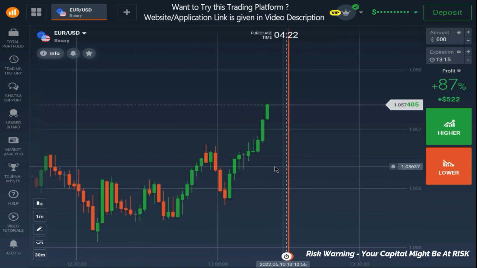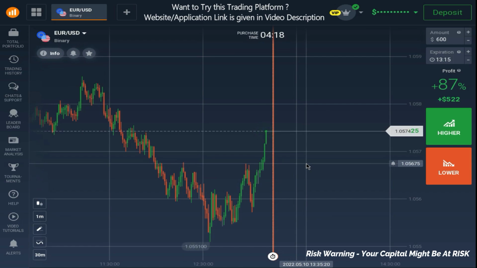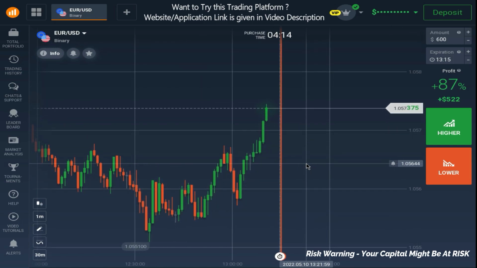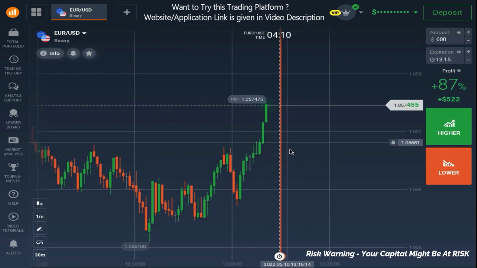So right now, as you can see, the market is moving strongly in the upward direction, but we can't place a trade in between. We have to wait for a clear setup. The setup will happen only when the market retraces back in the downward direction.